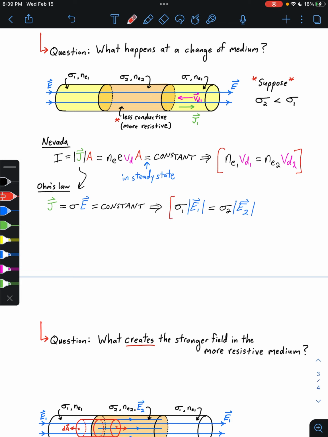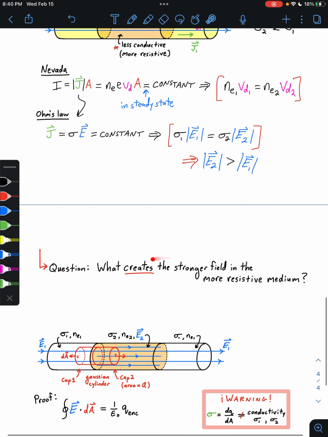So in our example, if region 2 has a lower conductivity, because this is a more resistive, less conductive material, then the field strength in there must be higher. So it must be the case that we have a stronger field in region 2 than region 1 if region 2 is less conductive. That'll lead us into our next question: what is it exactly that creates the stronger field in the more resistive medium?